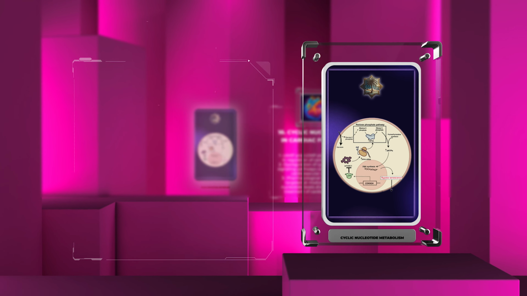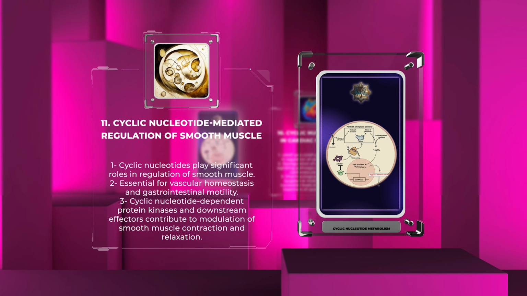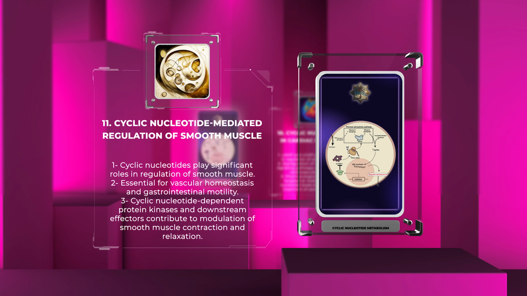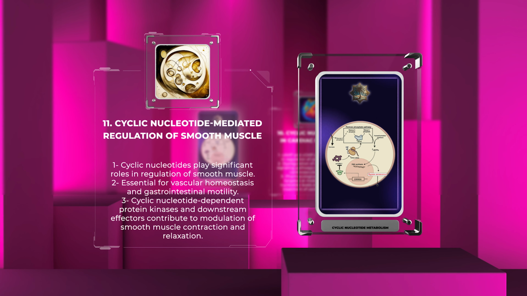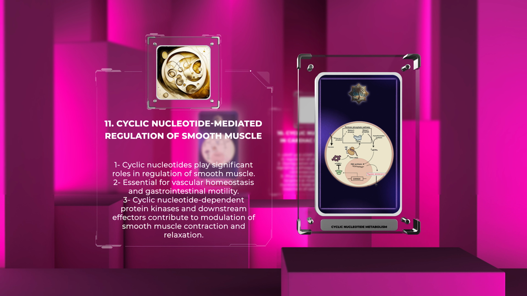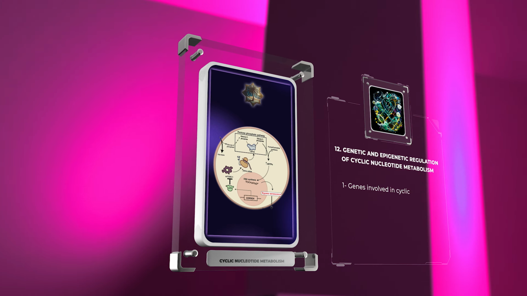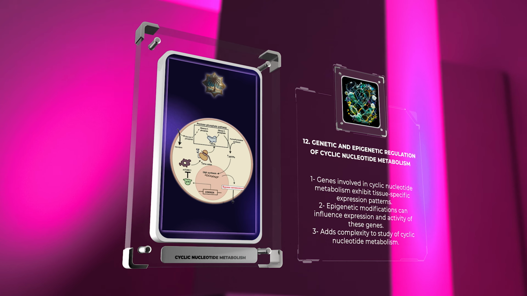Now, let's turn our attention to the cyclic nucleotide-mediated regulation of smooth muscle. Cyclic nucleotides play significant roles in maintaining the tone and contractile properties of smooth muscle, which is essential for various physiological processes, including vascular homeostasis and gastrointestinal motility. Activation of cyclic nucleotide-dependent protein kinases and the downstream effectors they regulate are major contributors to the modulation of smooth muscle contraction and relaxation.